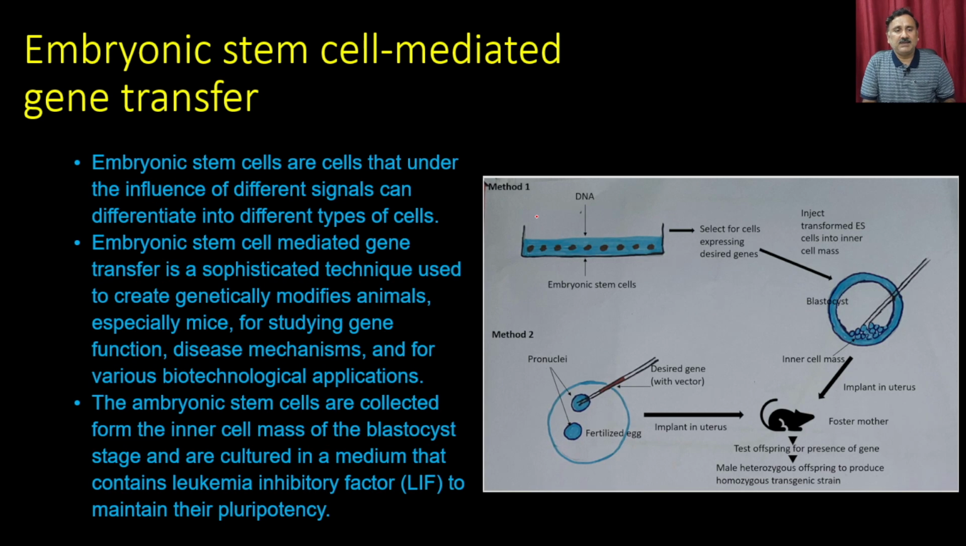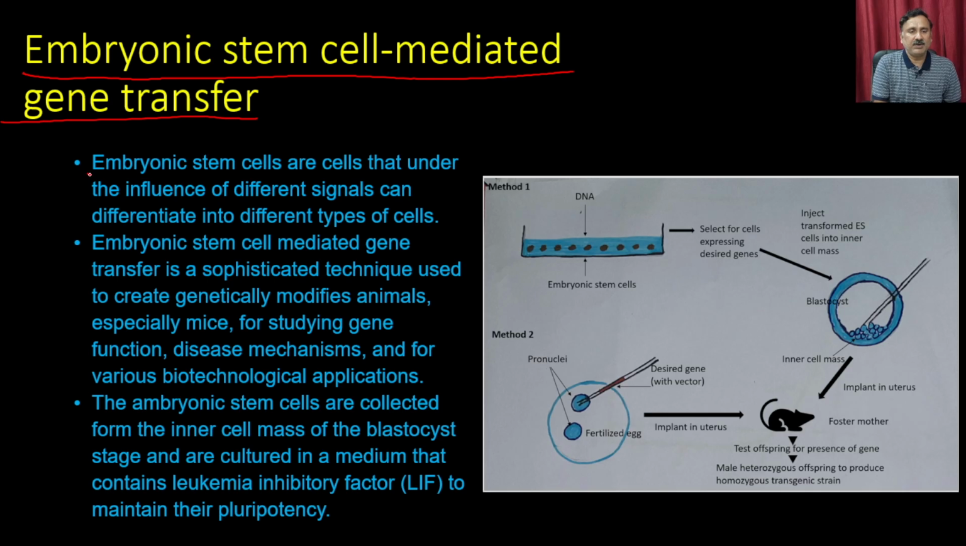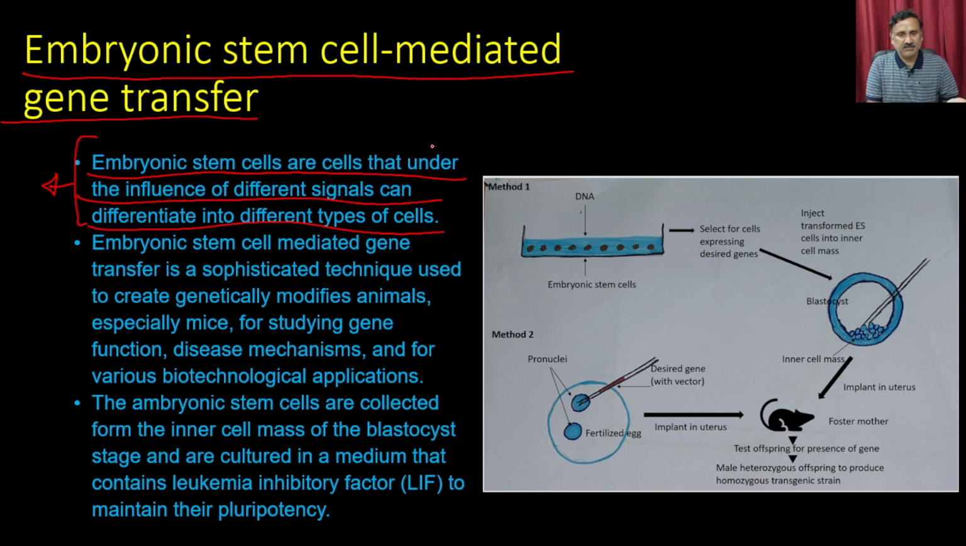Now, the second technique is the embryonic stem cell mediated gene transfer. Embryonic stem cells are cells that, under the influence of different signals, can differentiate into different types of cells, right. This is the definition of the embryonic stem cell. So, they can be differentiated into macrophages, skin cells, heart, lungs, liver, pancreas, any of those cells, right.